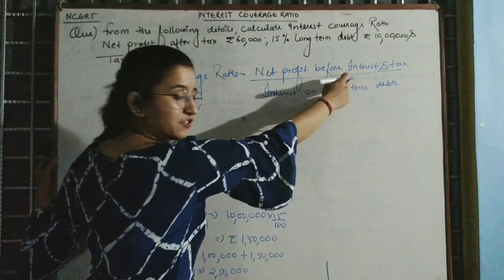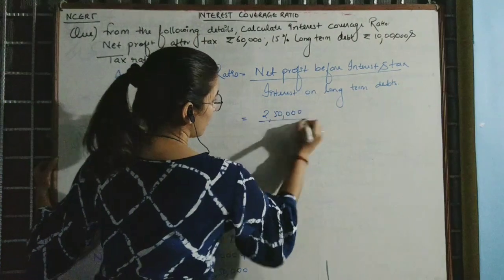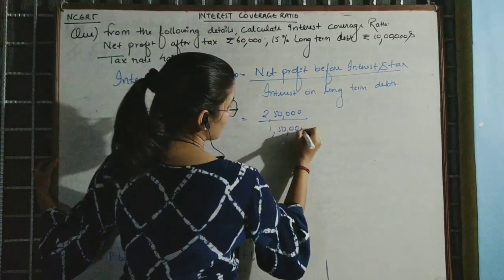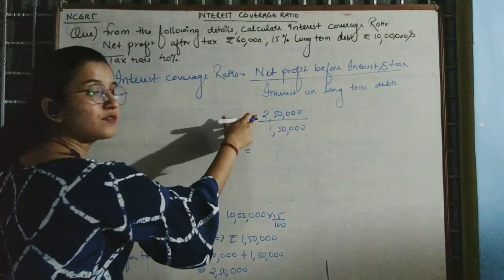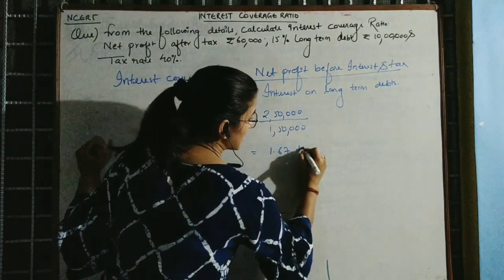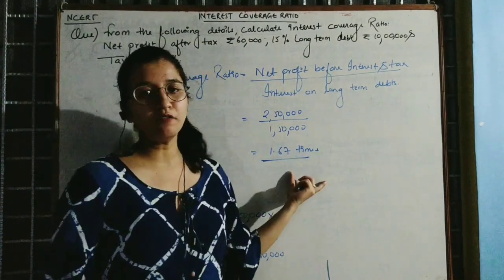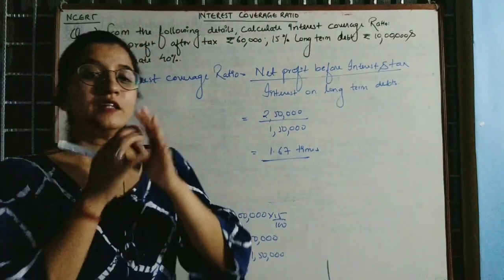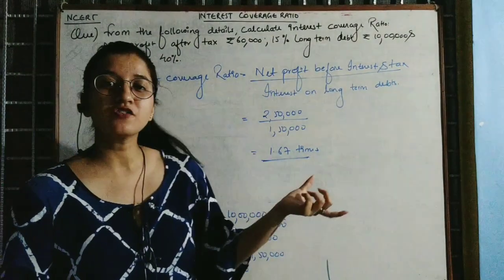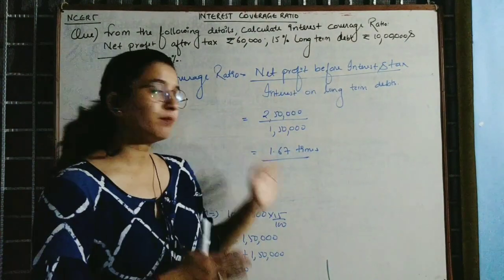Net profit before interest and tax is rupees 2,50,000 and interest on long-term debts is rupees 1,50,000. So by dividing 2,50,000 by 1,50,000, we get the answer 1.67 times, as interest coverage ratio is calculated in number of times. So in this session, we have learned how to solve the question based on interest coverage ratio and debt equity ratio, total asset to debt ratio and proprietary ratio.